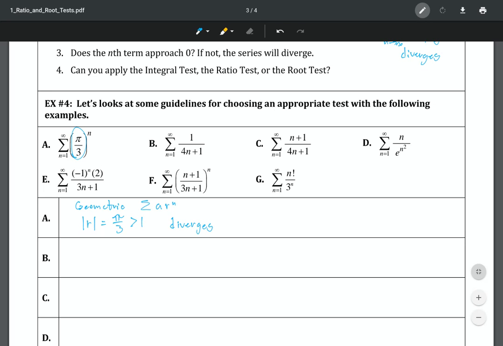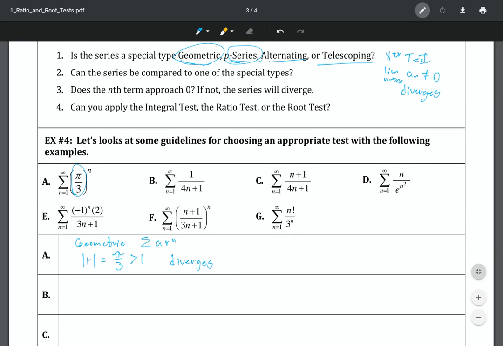Now, for example, on B, I automatically think nth term test. Now, the nth term test says that if you take this to infinity and you get 0, then it's inconclusive. And unfortunately, this one will be 0, so it's inconclusive. I can't really use that test for it. Is this a P series? It's not. But when I see something like this, I think of comparing it to something simpler.